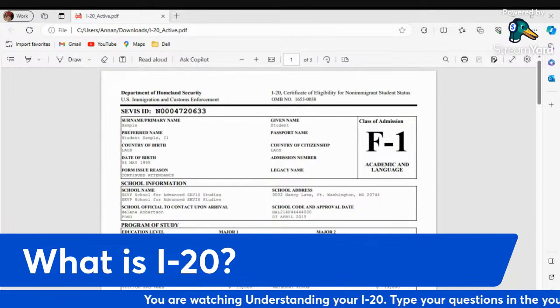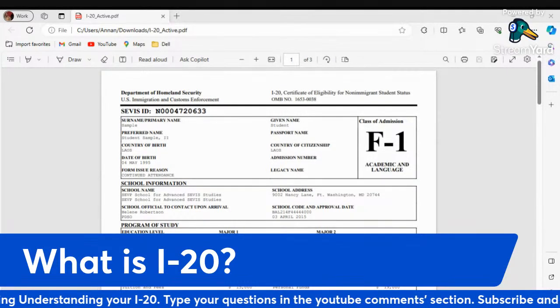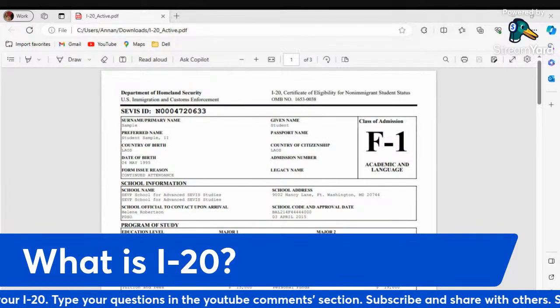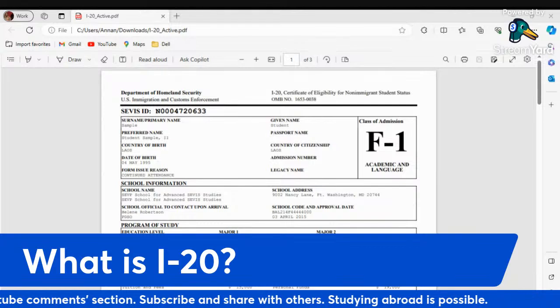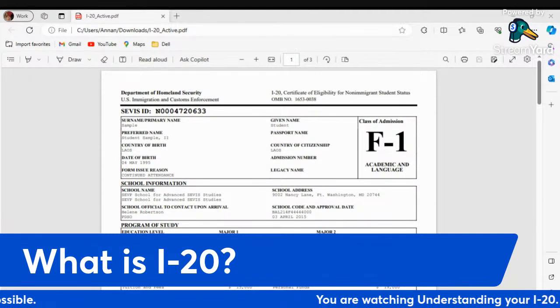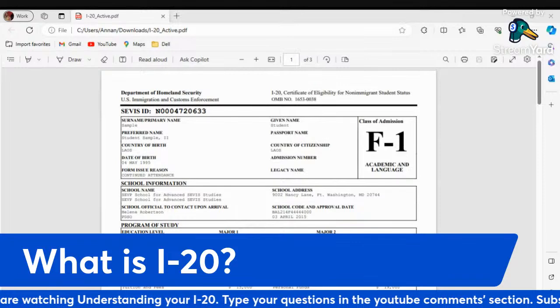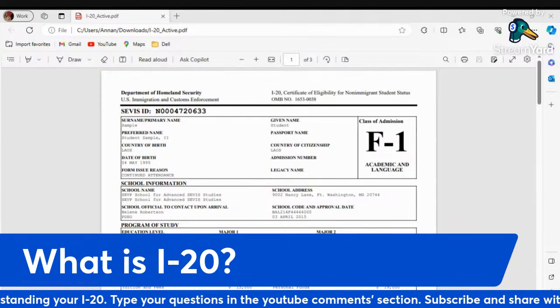As of October 12, 2021, the US Department of Homeland Security allows the I-20 to be signed and distributed electronically by designated school officials. So as of October 12, 2021, the US government gave permission for schools to sign the I-20 electronically without sending the hard copy. So that is what it is.